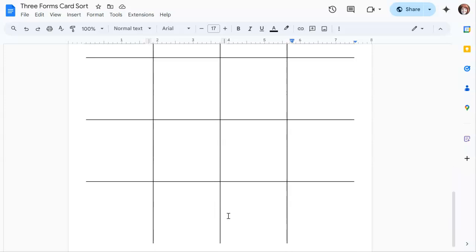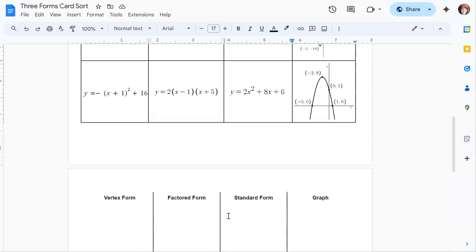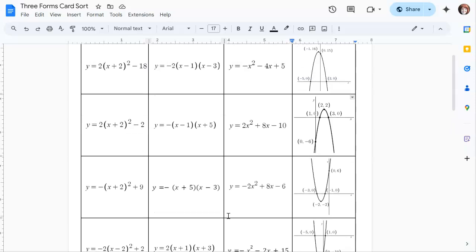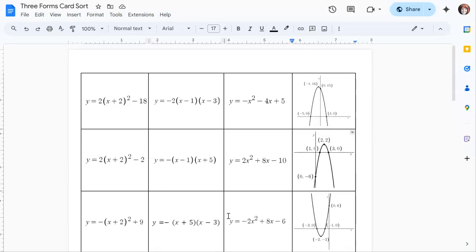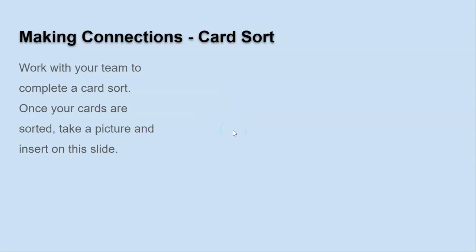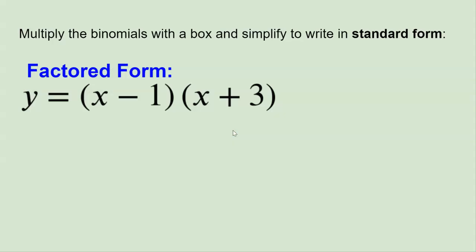So there's only 5. I would say this card sort should take them maybe 15 minutes. If they're working in teams, it'll go pretty quickly. Once they're finished with their card sort, I ask them to take a picture of the completed sort and just put it on this slide.